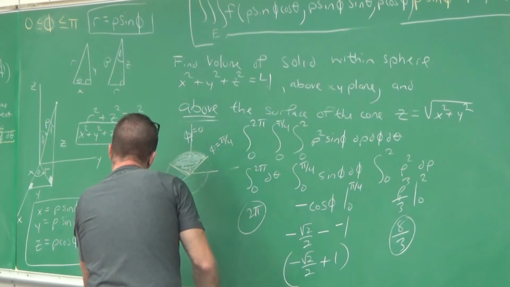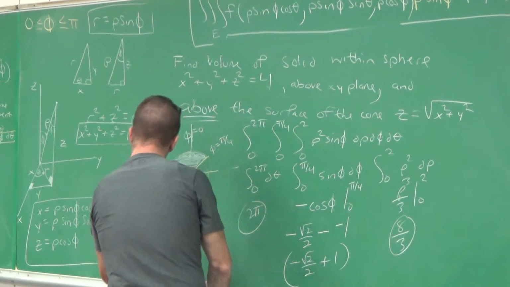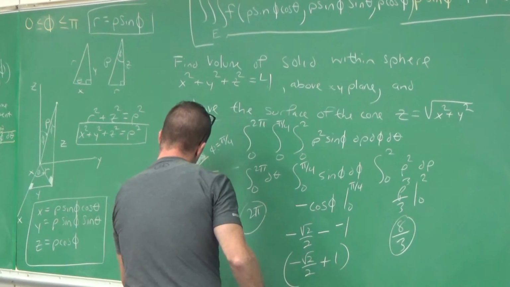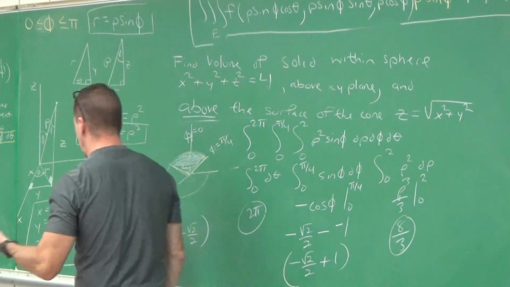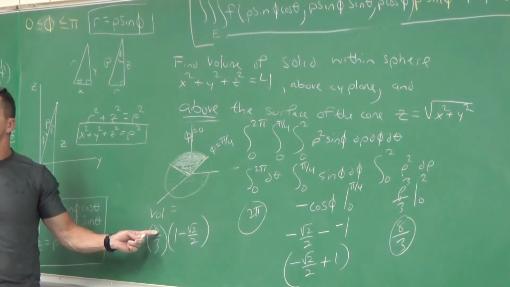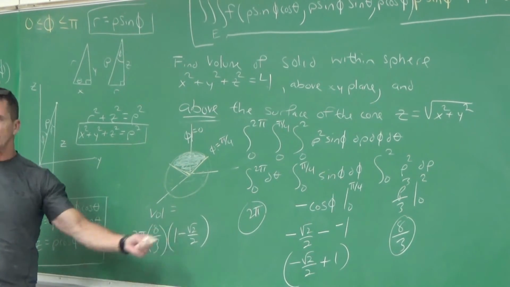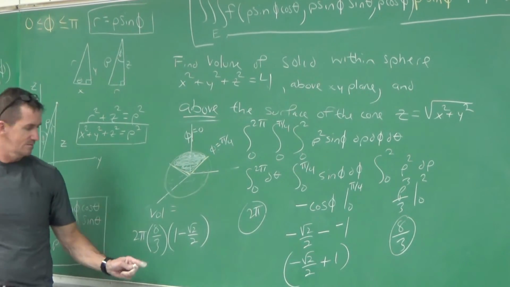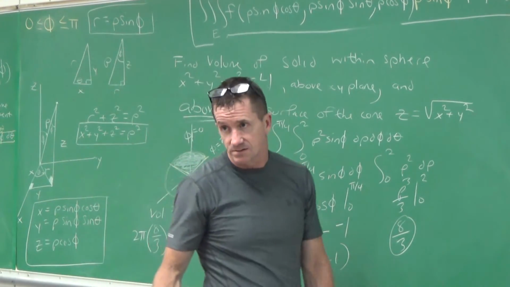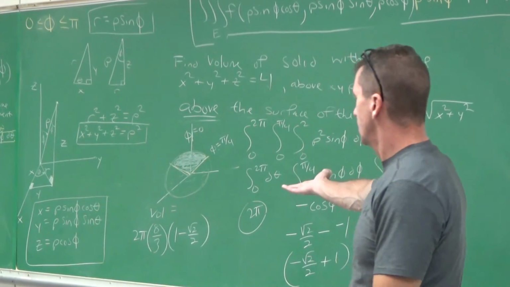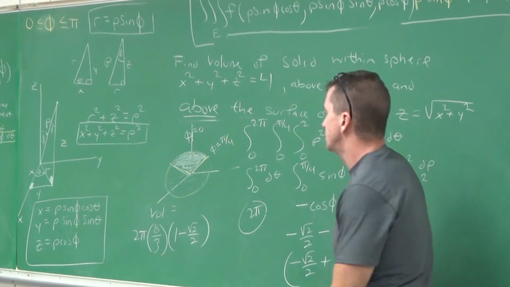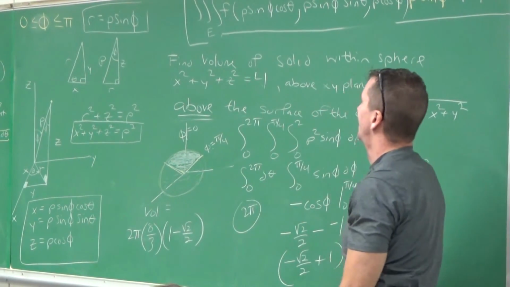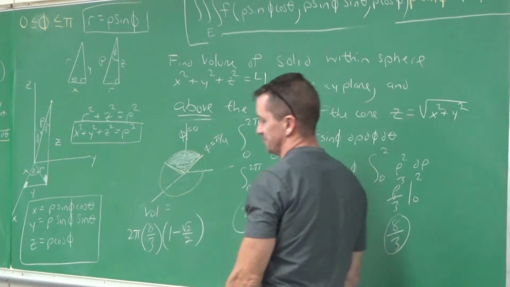So volume equals 2 pi times 8/3 times 1 minus root 2 over 2. Unless you want to make the 2 times the 8, 16, so 16/3 pi. If you want to distribute it, you can knock out that 2, but this is fine. 16/3 pi times 1 minus square root 2 over 2. That's your volume of the ice cream cone. Cool? And you got it.